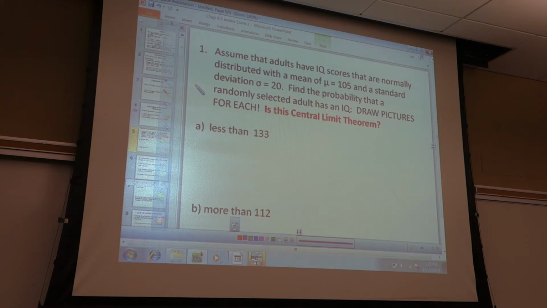Perfect. Thank you. So first of all, is this central limit theorem or not? Talk to your neighbors 30 seconds. Is it central limit theorem or not, and how do you know? Okay, so the answer is no, but why? Why is it not central limit theorem? Talk to your neighbors, 15 more seconds.